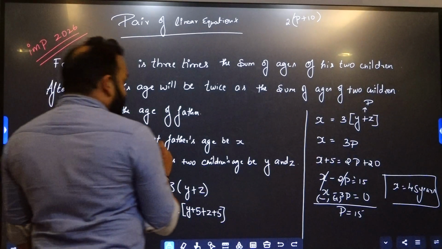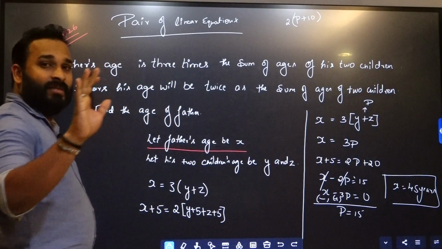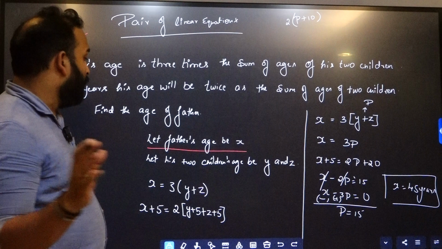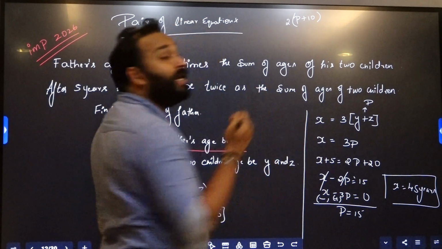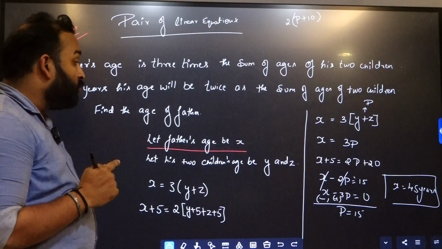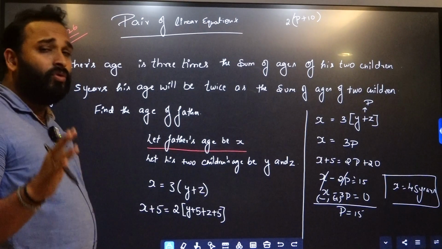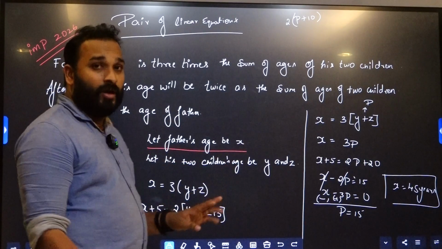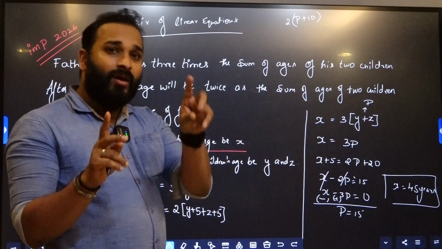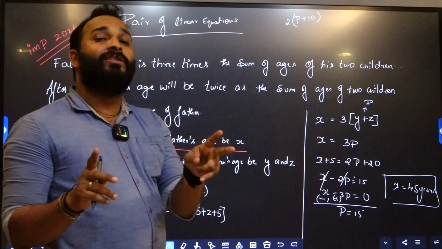Now, let father's age be x. Yes, this is how we used to solve other questions also. Let his 2 children's age be y and z. Even though not too bad, we will convert into 1 variable later. Don't worry. So now we'll take y and z. 2 sons. So y, one son's age is y, another son's age is z.